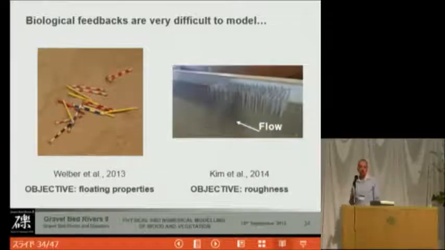And this is not only for numerical modeling, also for physical models, because when you do physical modeling of wood and vegetation, most of the time you simplify your model quite a lot, particularly considering the biological part. So this is wood, this is vegetation, but this vegetation is good if you want to model roughness, but of course not if you want to model biology of vegetation.